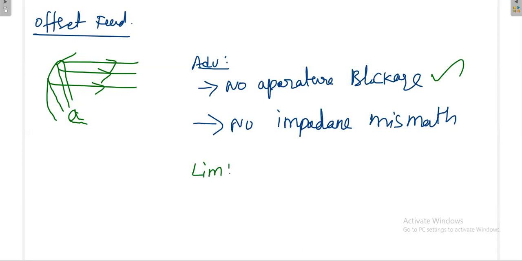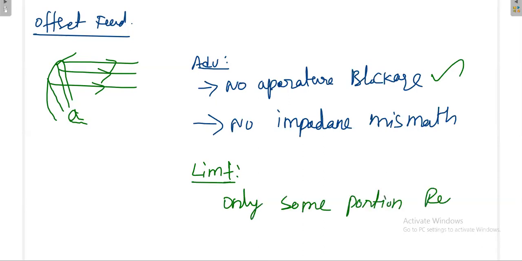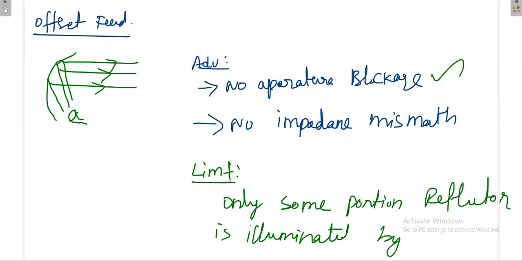Then what is the limitation of this method? Here also only some portion of the primary reflector is illuminated. Only some portion of the reflector is illuminated by EM waves.